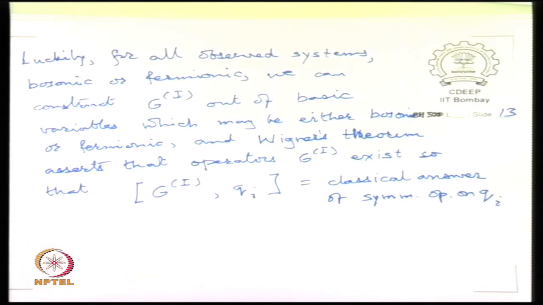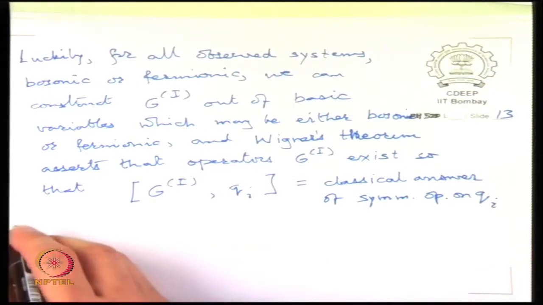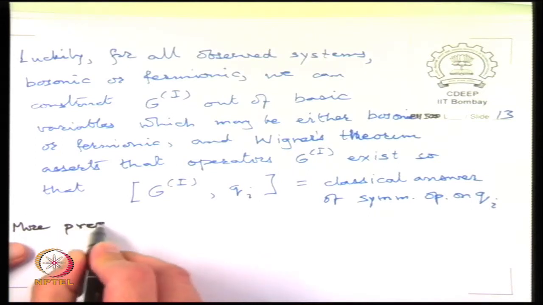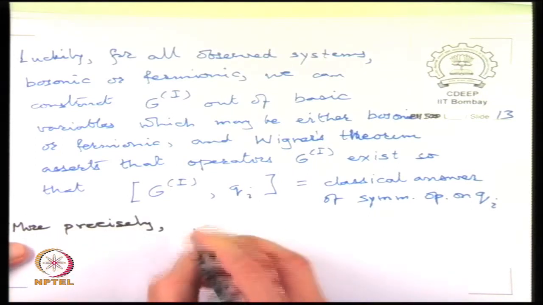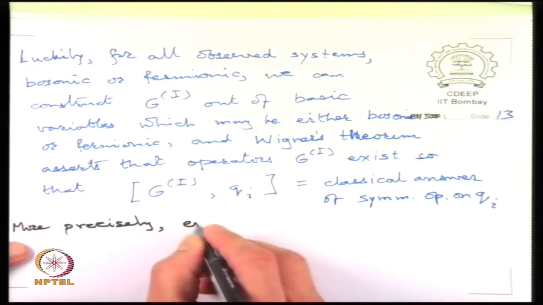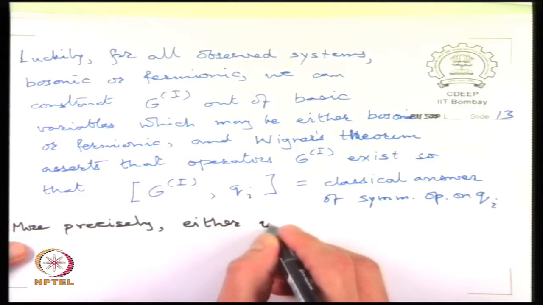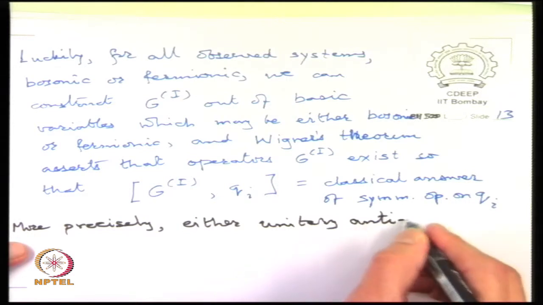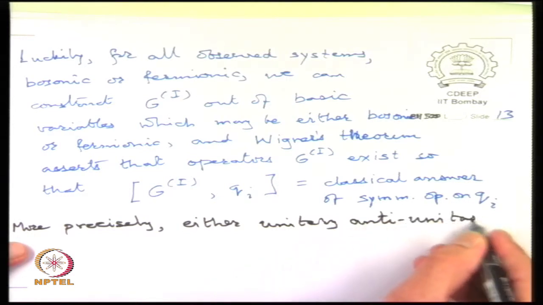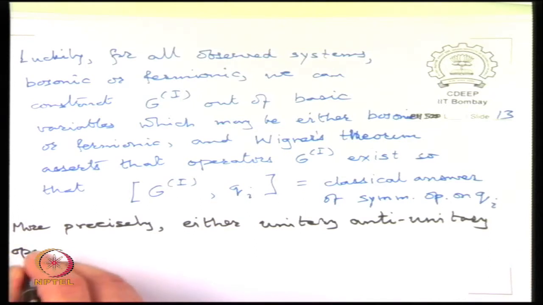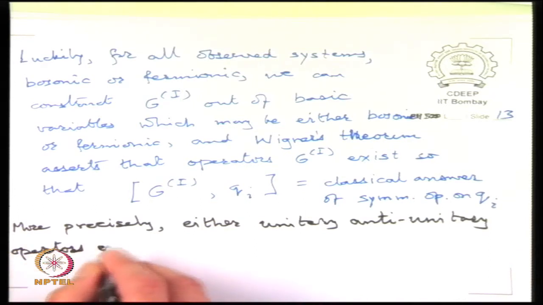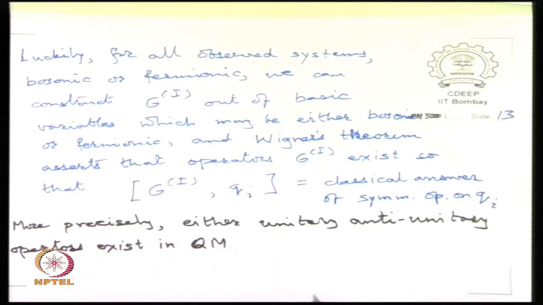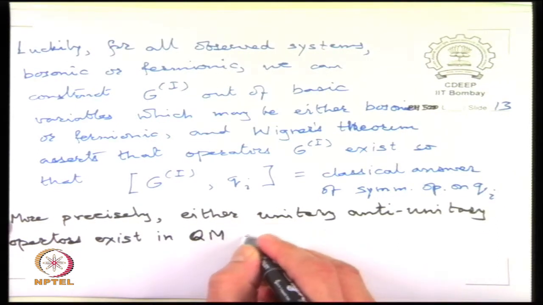But the exception is that, more precisely, either unitary or anti-unitary operators exist in QM which can be constructed out of its canonical variables.